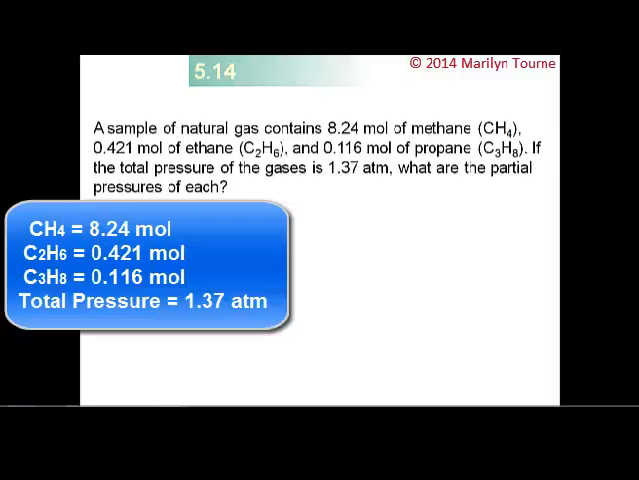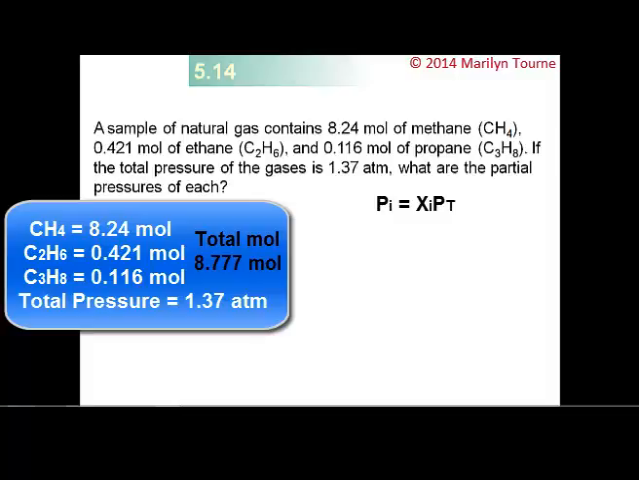They want to know the partial pressure, so I know that I have to use the equation that we just learned. Partial pressure is equal to mole fraction times total pressure. All right, so for the mole fraction, I'm going to have to take the moles of everybody, because remember, it's part over whole, but I need to figure out what the whole is. So they give me the moles of everybody, so all I do is add everybody up. So if I add 8.24, 0.421, and 0.116, I end up with 8.777. I'm going to use that when I find the partial pressures of each of these gases.